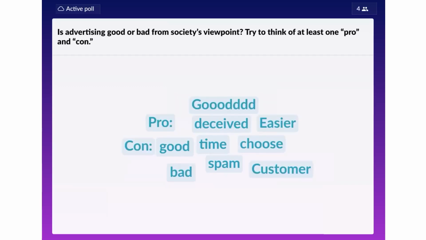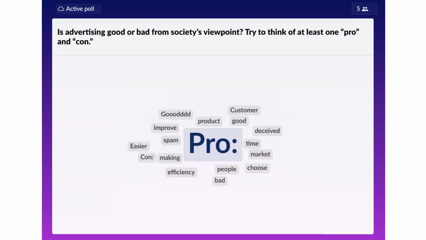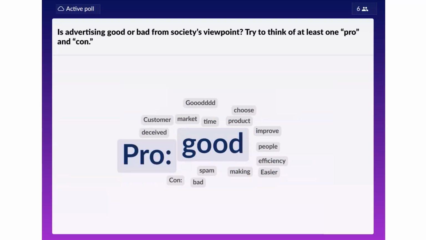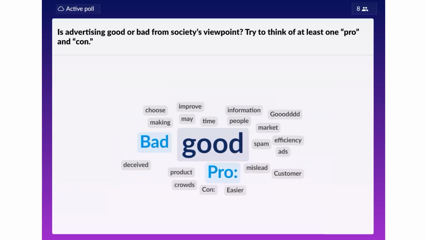Okay, so I really appreciate all of this word cloud that you see. Of course, it's either good or bad, so the good is leading. But here you see a lot of very interesting terms. There's things about information. Consumers might be deceived or you get misled. They could provide information.